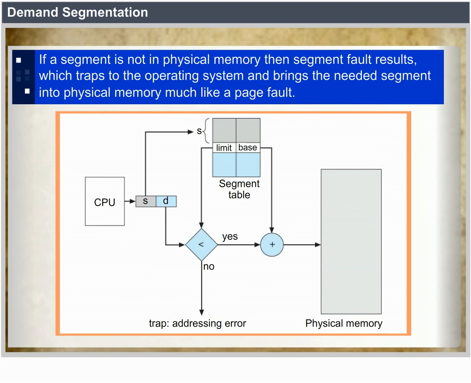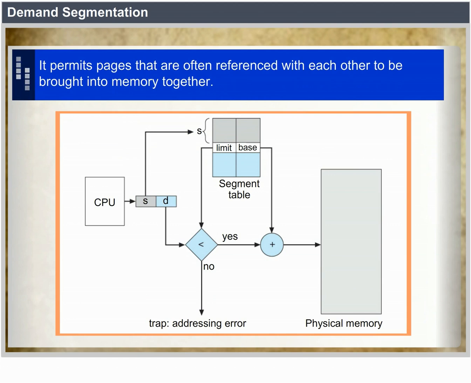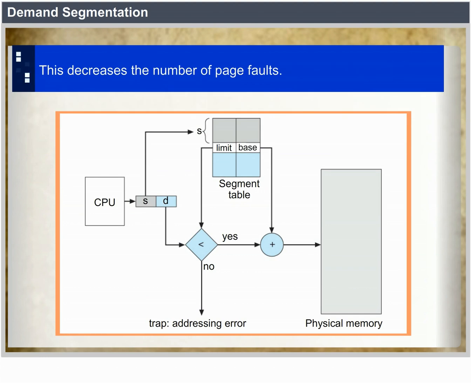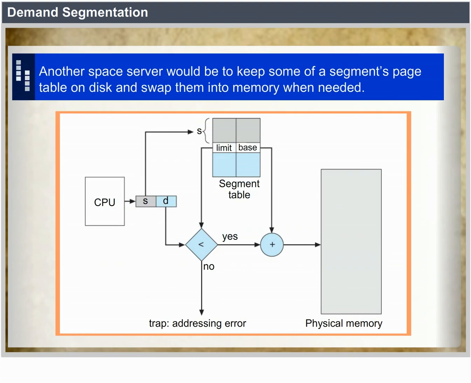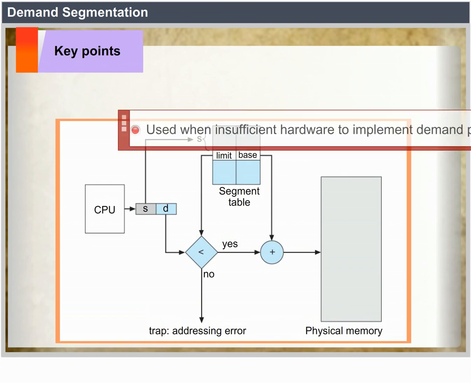It allows pages that are often referenced with each other to be brought into memory together. This decreases the number of page faults. Another space saver would be to keep some of a segment's page table on disk and swap them into memory when needed. Key points: used when there is insufficient hardware to implement demand paging.